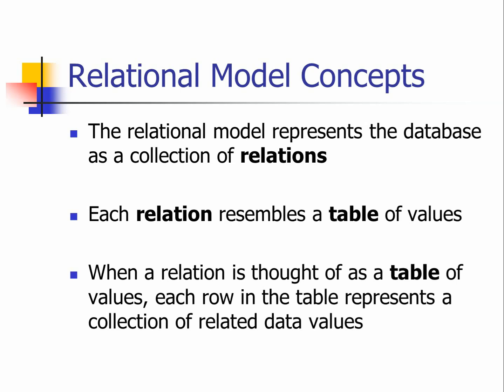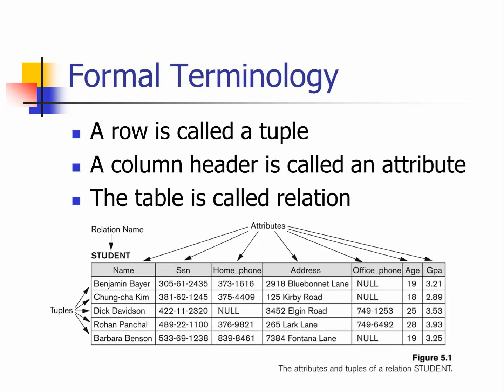When a relation is thought of as a table of values, each row inside the table represents a collection of related data that we are interested in. Therefore, if we look into this table, you will understand each row is called a tuple. So this student relation, also the student table, has 5 tuples, indicating there are 5 students. Each column is represented as an attribute. So in this relation, it has 1, 2, 3, 4, 5, 6, and 7 attributes.